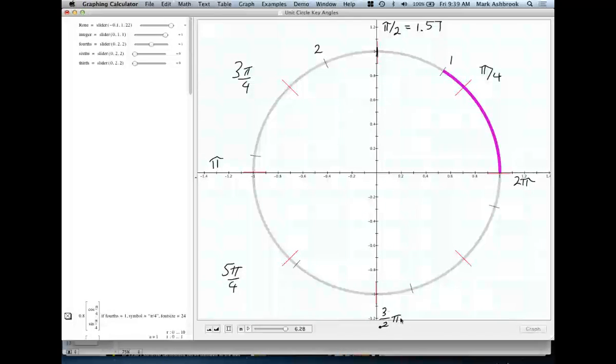6 pi over 4. Does it agree? 7 pi over 4. And then 8 pi over 4. Does it agree? 8 pi over 4 is 2 pi. Okay? So for pi over 4, you just count 1, 2, 3, 4, 5, 6, 7, 8. That can help you remember these angles that are the pi over 4 angles.